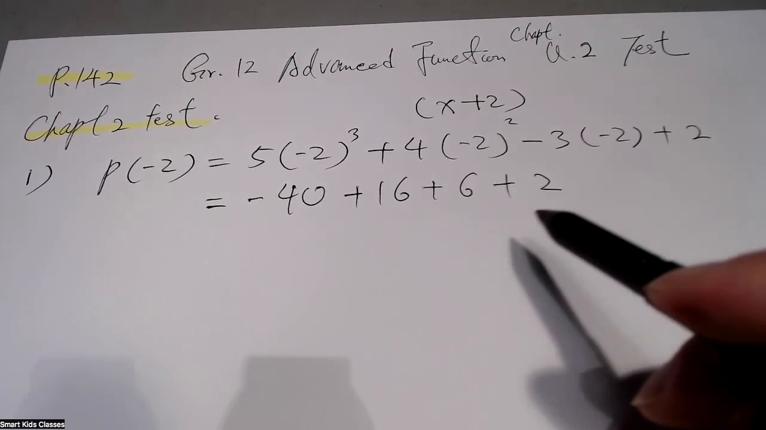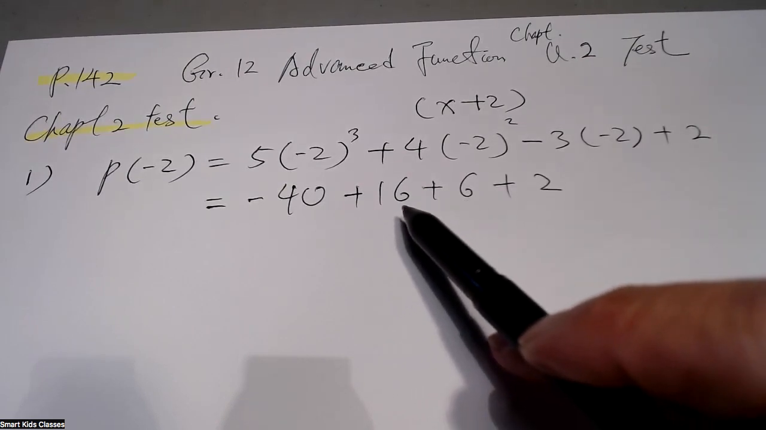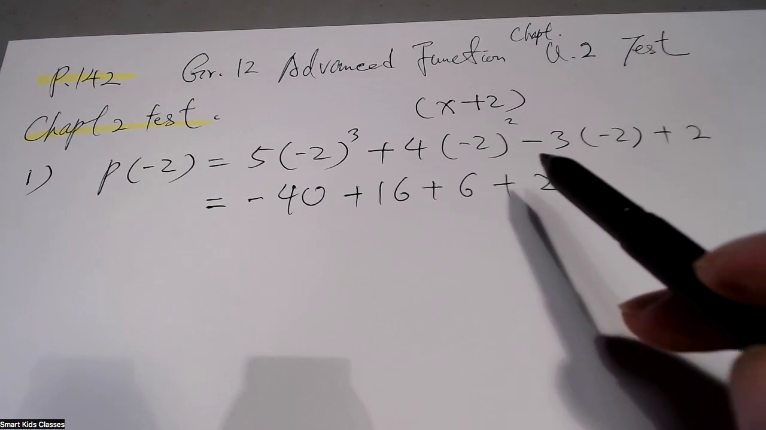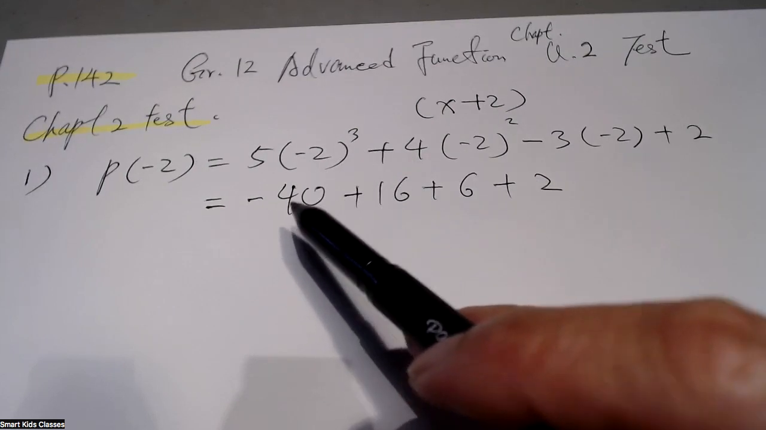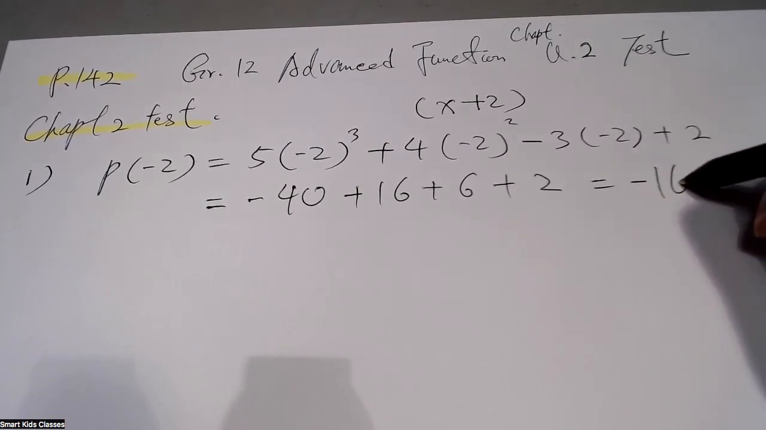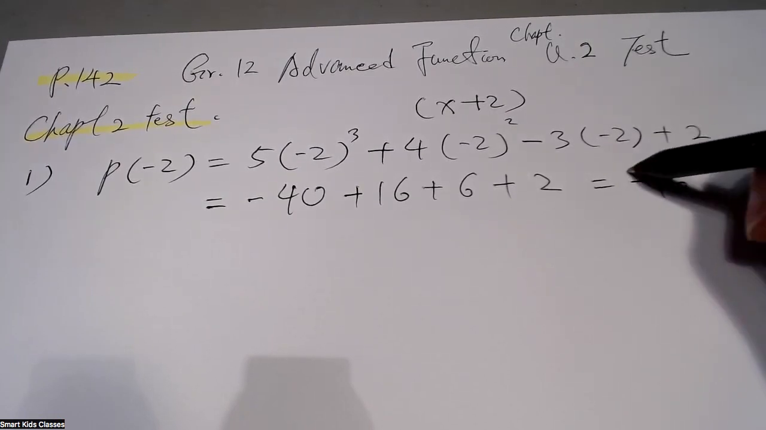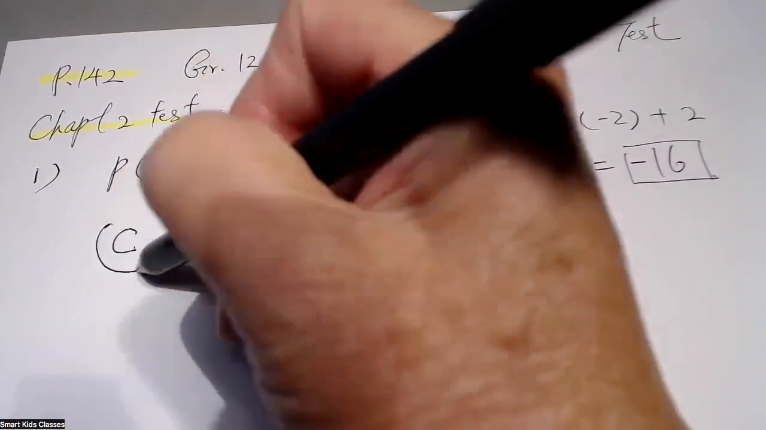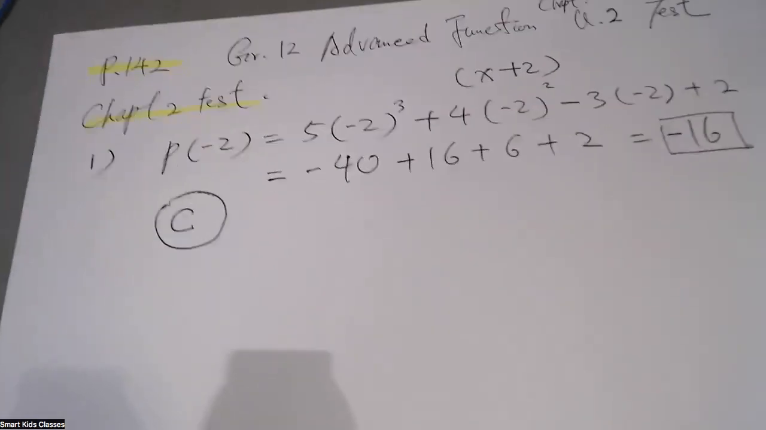So what are we going to get? 24 positive subtracted from -40, you're going to get -16. Yes, this is the answer. So therefore, C is the answer for question 1.